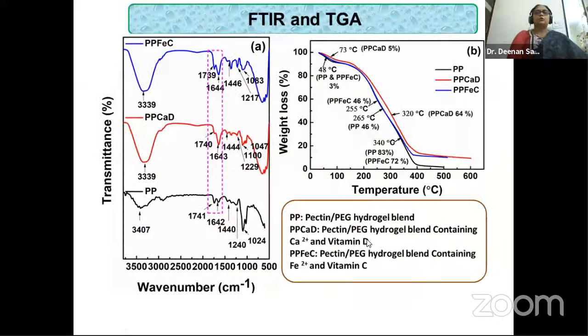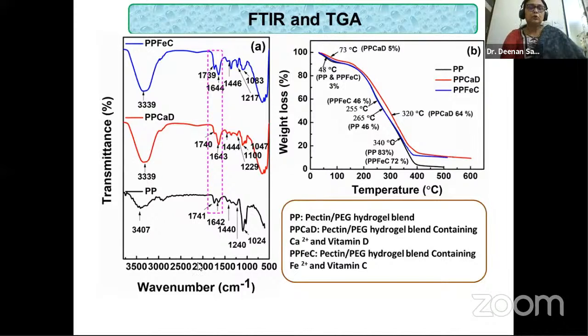Coming to the characterization, first FTIR characterization has been done. In the FTIR of the pectin PEG hydrogel, if you note this region carefully, this region is mainly for the OH group present in the pectin, the carbonyl C=O group, and the carboxyl COO minus group.